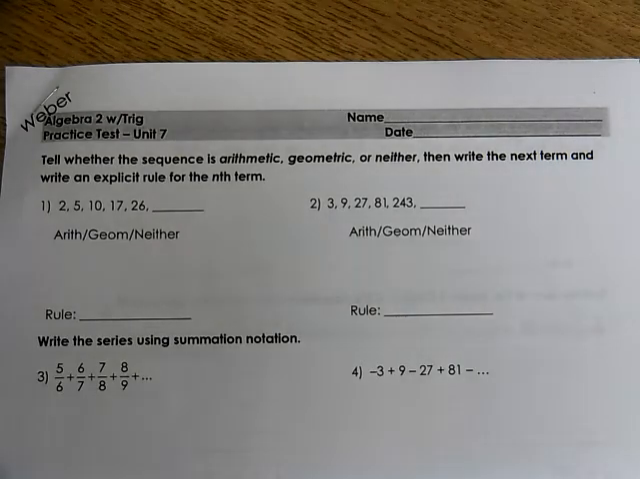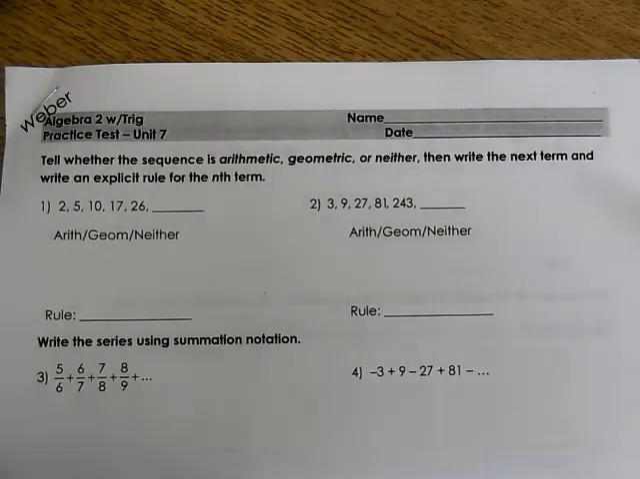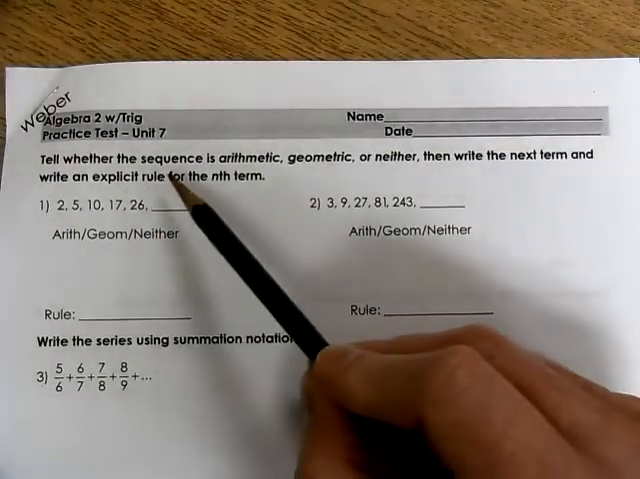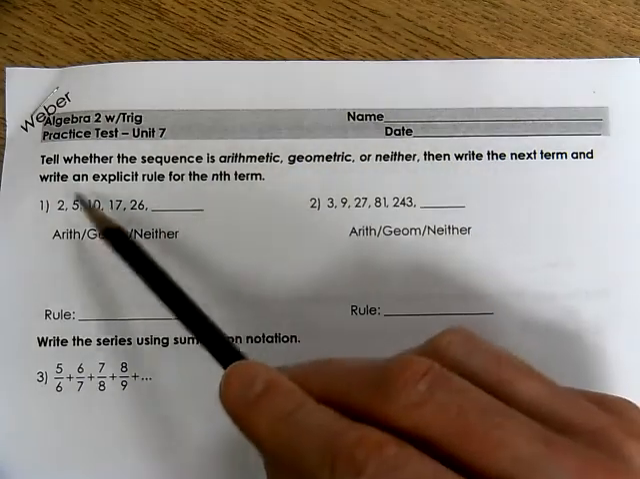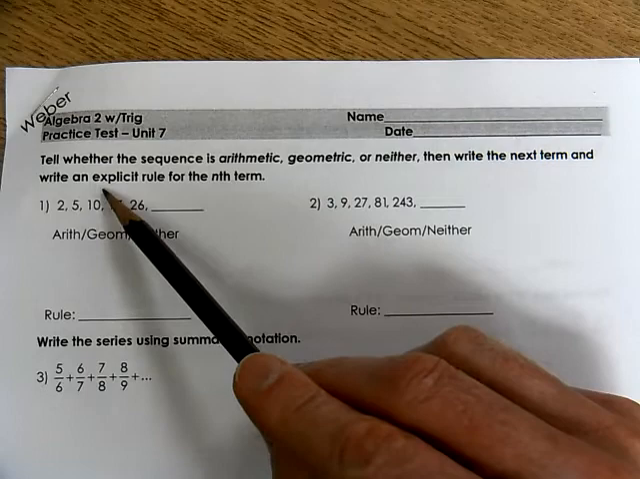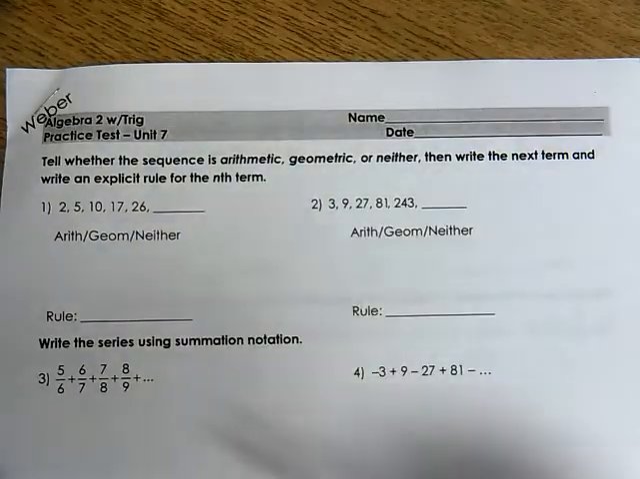This is Algebra 2 with trig. We are working on the Unit 7 review, or this practice test. Tell whether the sequence is arithmetic, geometric, or neither. Write the next term and the explicit rule.